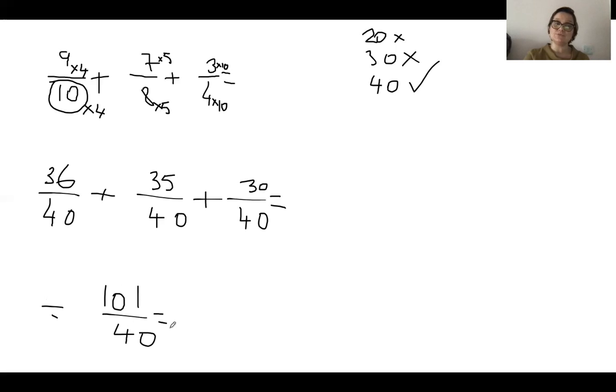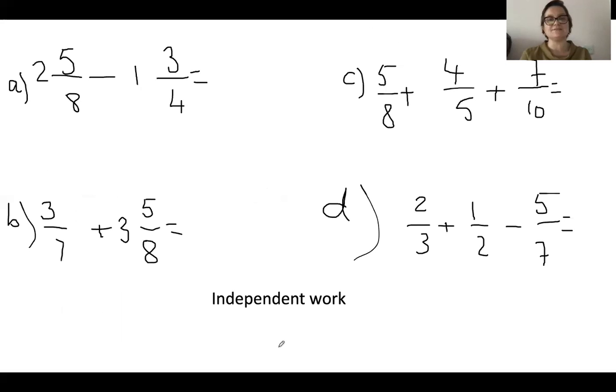We must change it to a mixed number. So how many whole 40s? It's 2. 2 40s make 80. 80 to 101, it's going to be 21 over 40. 21 and 40, they have no common factors, so this will be the final answer.